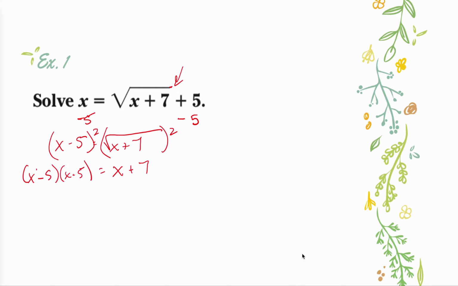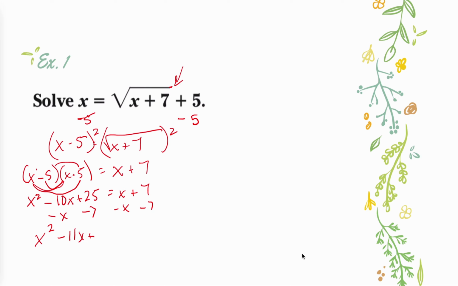You FOIL this. You're going to get x squared minus 5x minus another 5x is minus 10x plus 25 equals x plus 7. We're going to subtract x from both sides, and we're going to subtract 7 from both sides so that we get one side of this equation equal to 0. And this is x squared minus 11x plus, what is that, 18.